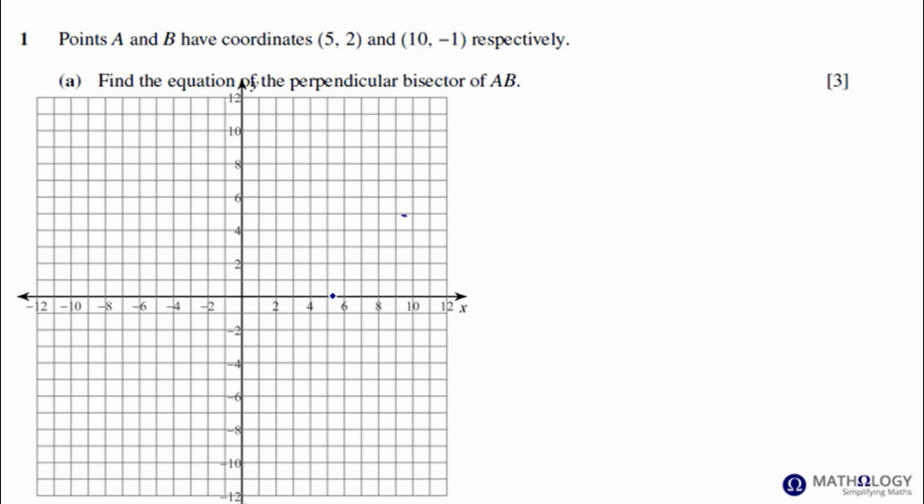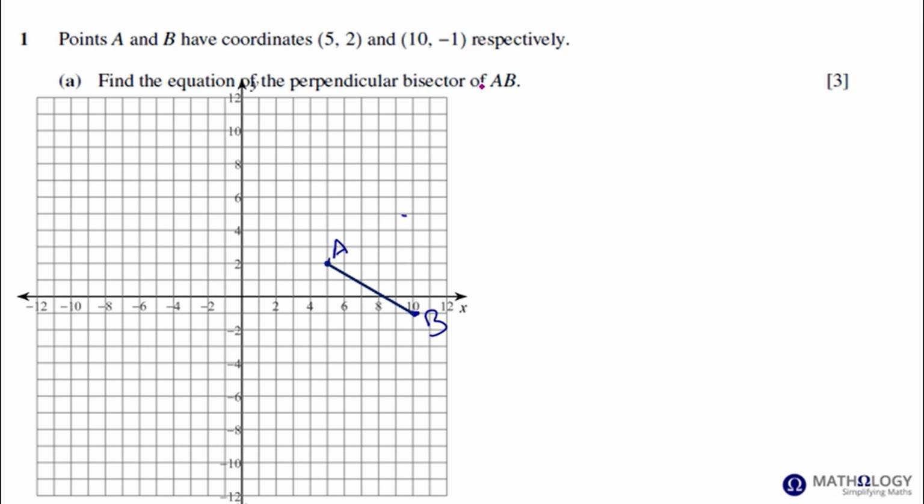We'll plot the points (5, 2). That's A. B is (10, -1). Now a perpendicular bisector is a straight line. The perpendicular bisector of AB is a straight line that will bisect AB, will cut AB in half. In other words, the perpendicular bisector of AB will pass through the midpoint of AB.